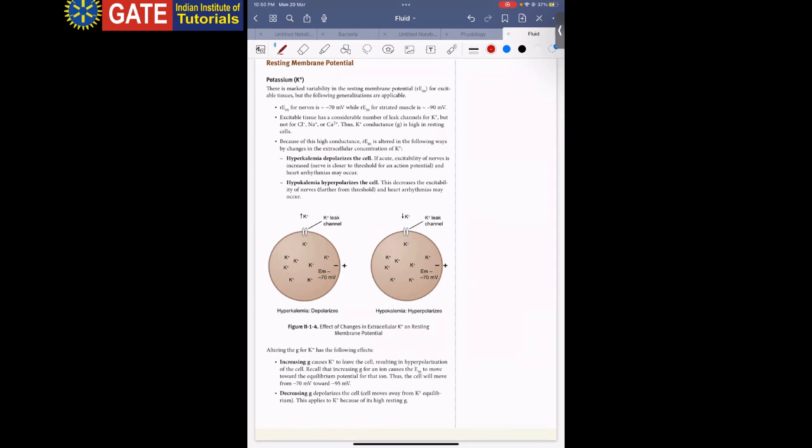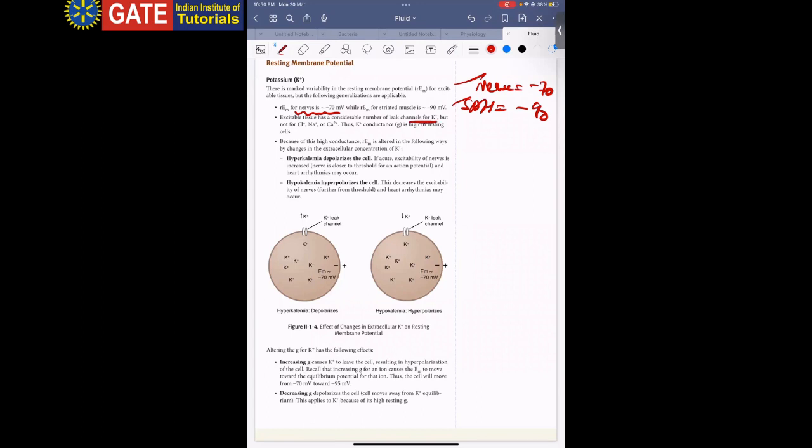You have to remember that the resting membrane potential for all the nerves is minus 70, very important. And for the striated muscle, it is minus 90. So this thing you have to remember. For the nerves, it's minus 70, and for the striated muscle, it is minus 90.